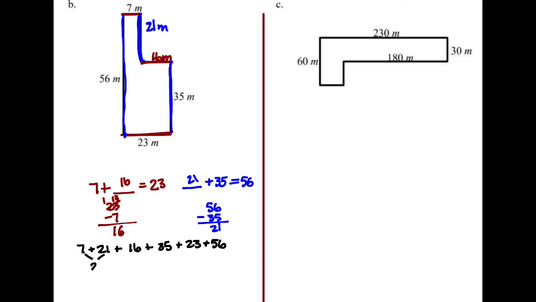So 7 and 21 is 28. 16 and 35, and you can check me by doing it off to the side, is 51. And 23 and 56 is 79. Now 51 and 79, the 9 and the 1 give you a 10, right? So 10. And then 12 plus the extra 10 gives me 13. Plus 28. So this is equal to 158 meters. Okay, so that's my perimeter of that shape.